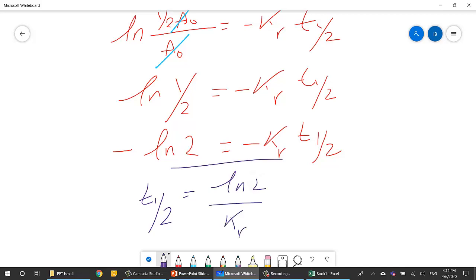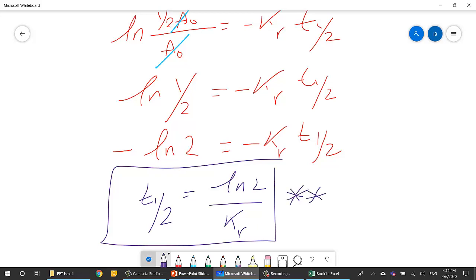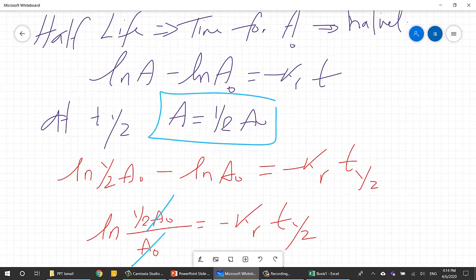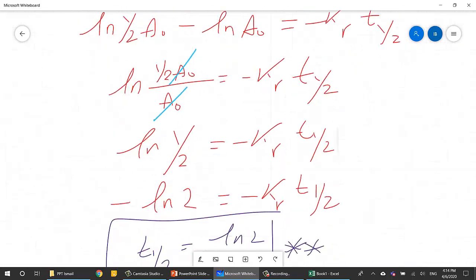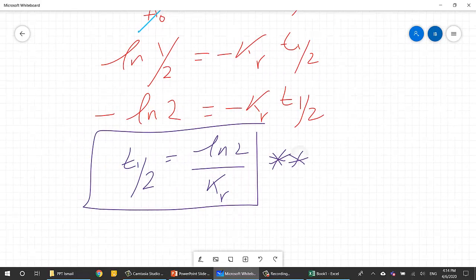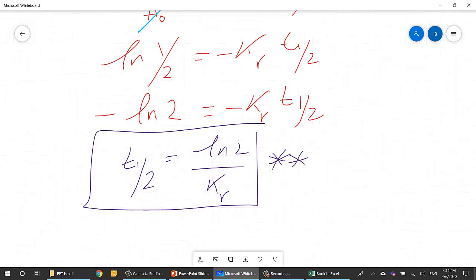This derivation is required from you because it includes simple mathematics. There is no integration here, there is no differentiation. It's just algebra. We are arranging things to get to the t half formula. Now, the t half for a first order reaction, as you see here, there's only ln 2, which is constant, it's 0.69, divided by Kr, and therefore t half only depends on the rate constant for first order reactions.